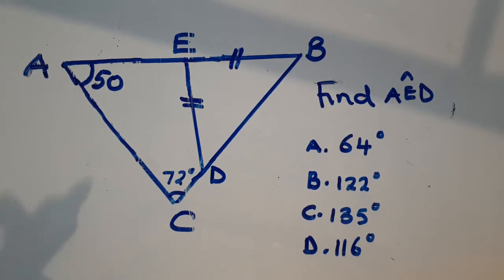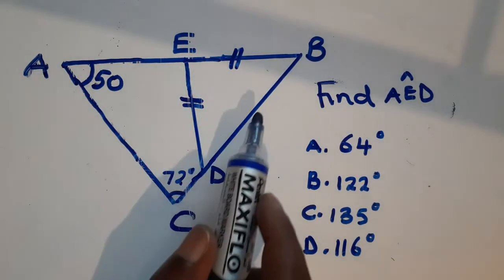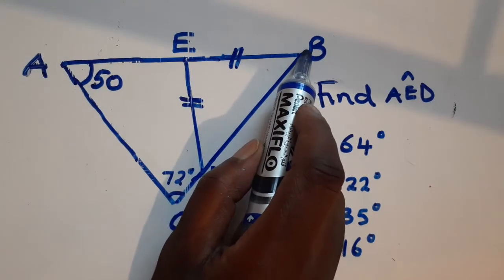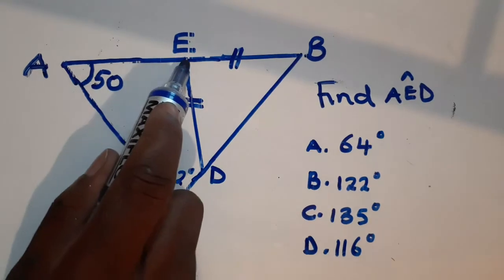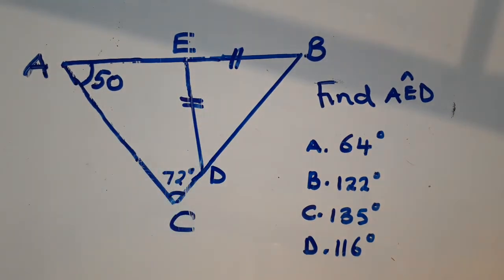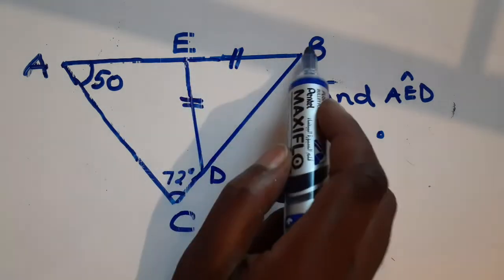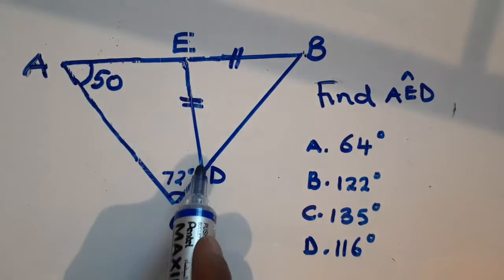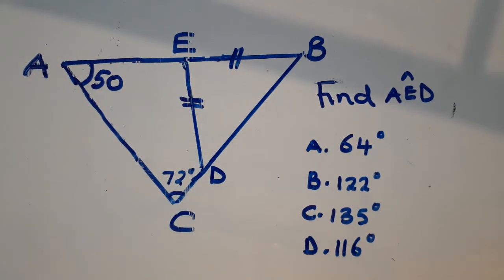All right, so one thing that we're supposed to note here is EB is equal to ED. That's very important to note. EB is equal to ED. All right. So what are we supposed to do?